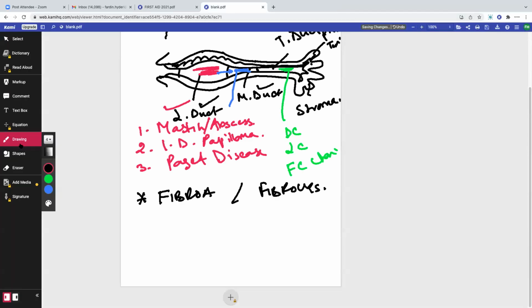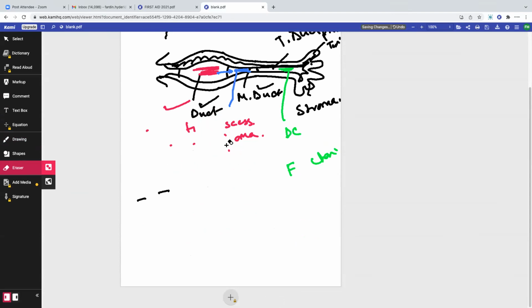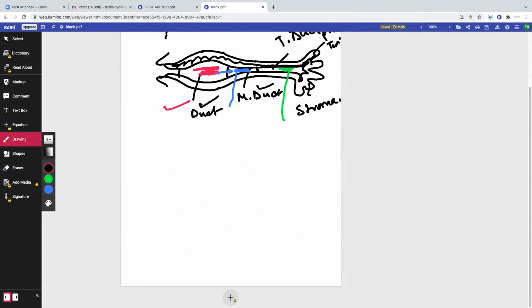Now, fibroadenoma and fibrocystic changes, what are they? First and foremost, what is fibroadenoma? Fibroadenomas are basically well-defined, mobile breast tumors that are completely benign. Now, if they are benign, then shouldn't they also have the properties of a benign tumor? Yes or no? The answer is yes, right?